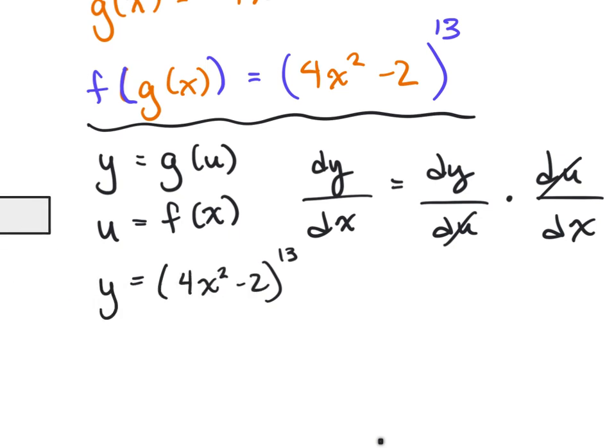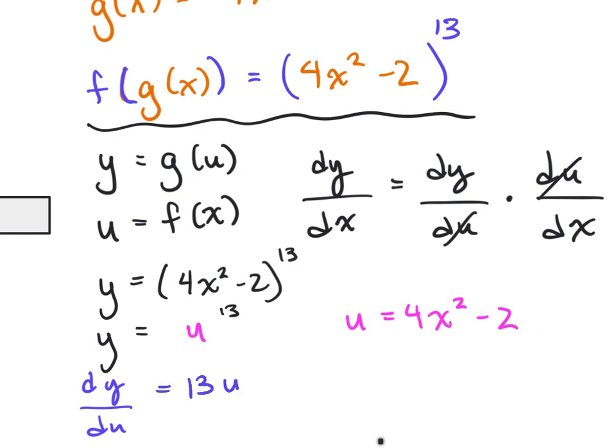So what we're going to do is rewrite this and say y is going to be equal to u to the 13th. That means that u is 4x squared minus 2. For my formula, I need dy du and du dx. Happily, that's what I get when I say dy du, because now I've got u's over here. That is just going to be our 13u to the 12th. Over here, du dx is going to be just 8x.